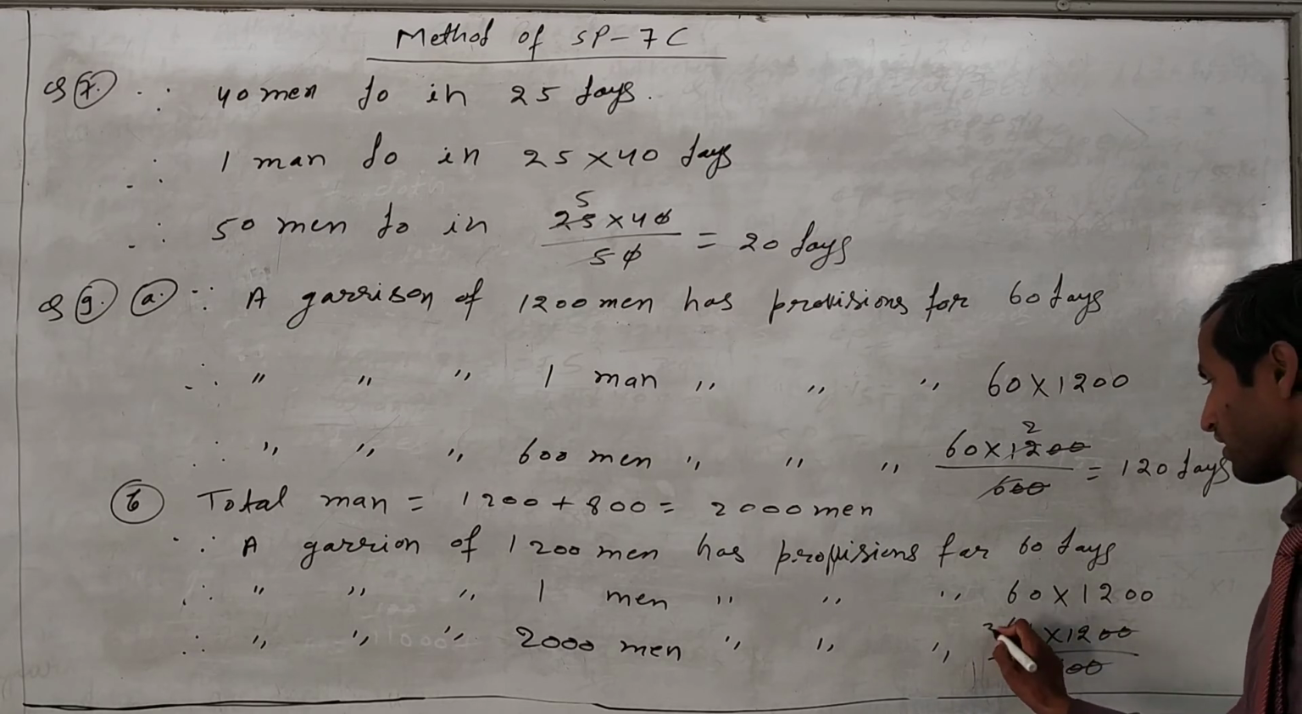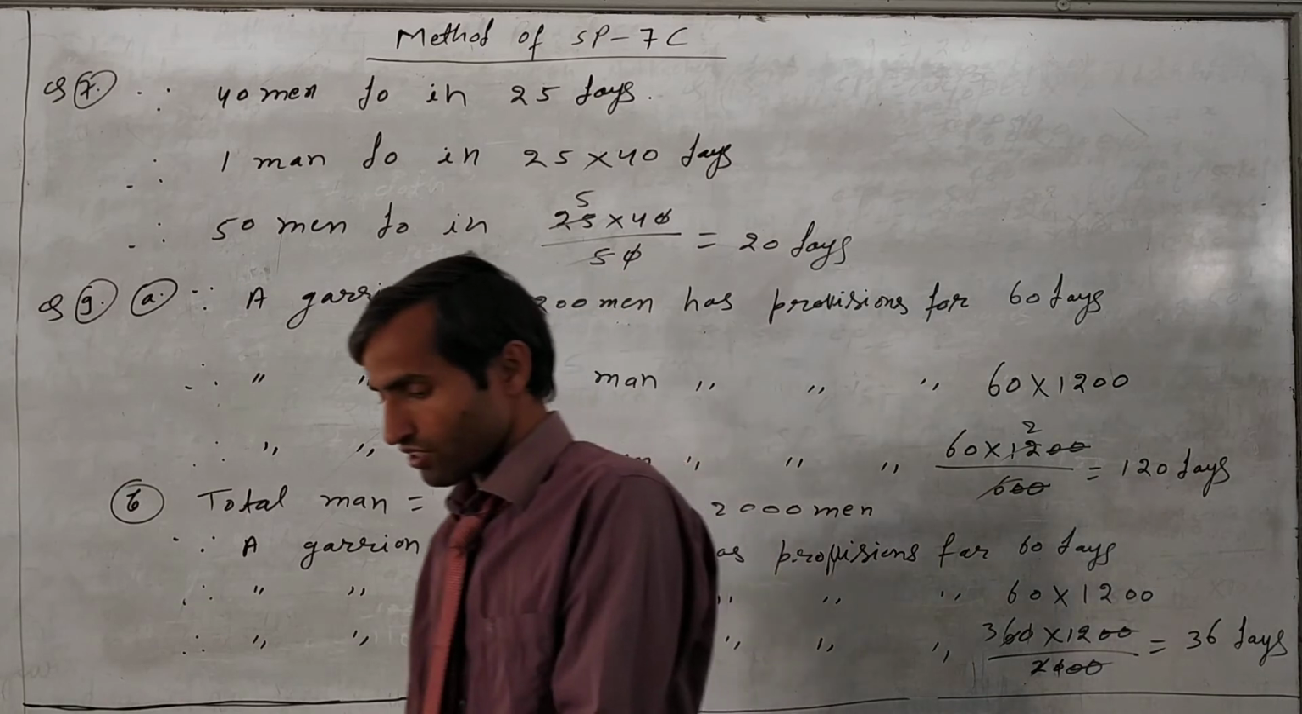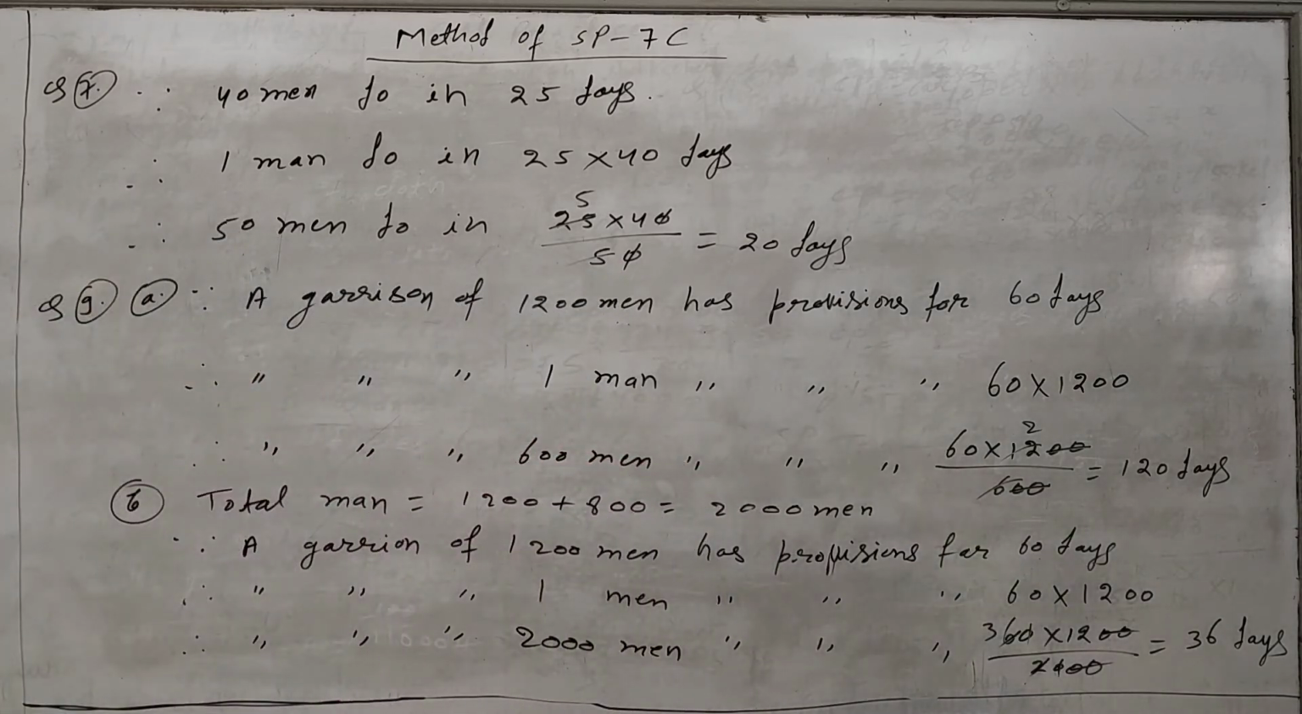Now divide by 3, it will come 3. Now multiply 12 into 3, it will come 36 days. So the final answer will be 36 days. It will last for 36 days. Okay, so like that we have to do this type of question.